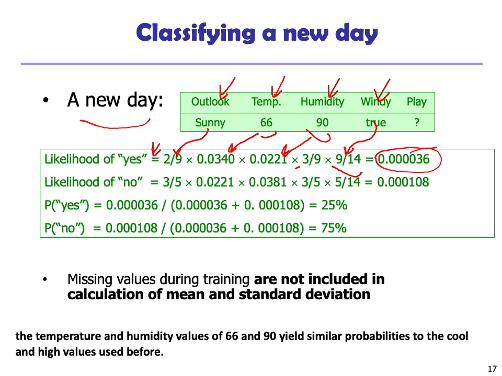So what happens if we have missing values during training? Simple, again, the way to deal with this when applying naive Bayes is to just not include them in the calculation of the mean and the standard deviation required to calculate the density function.